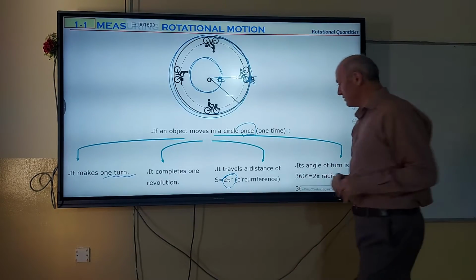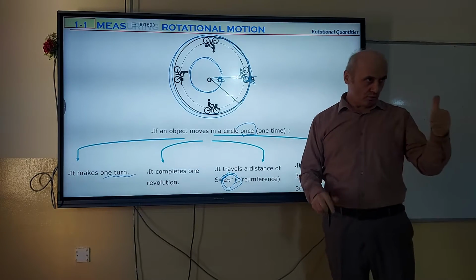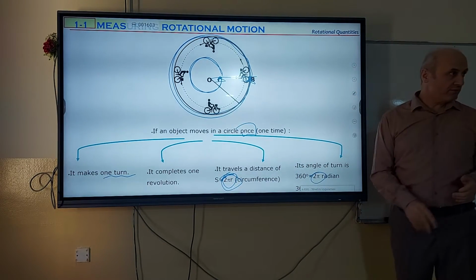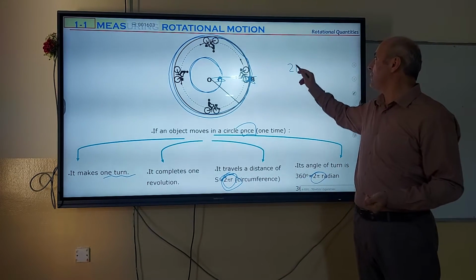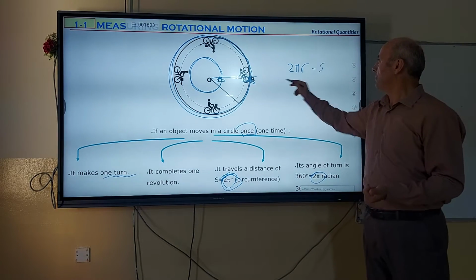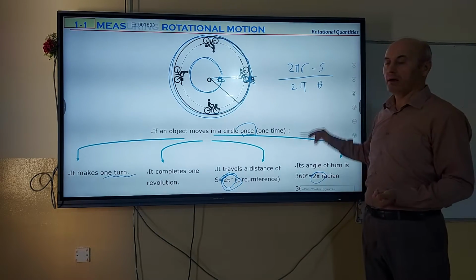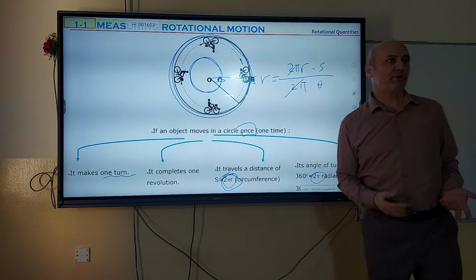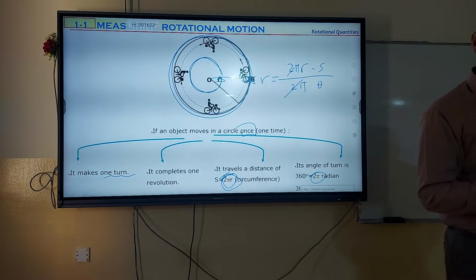Because in a full circle, the distance traveled by the object is 2 pi r. The angle turned by the object is 2 pi. If I divide this 2 pi r, which is s, by the angle theta, which is 2 pi, what do we get? Radius. So the same equation can also be written for any part of the circle, not only a full circle.